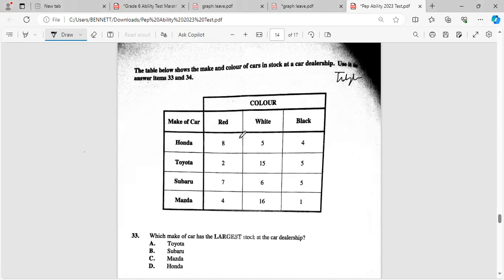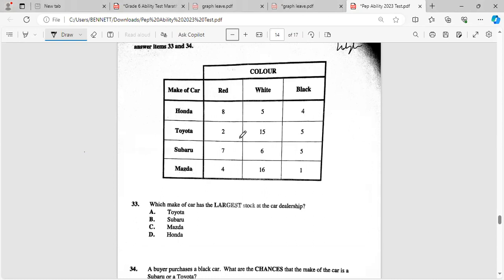Make of cars: Honda, Toyota, Subaru, Mazda. The colors are red, white, and black. So, sir, my answer is Toyota. The reason is that for the red, Honda has the most, but for the white, sir, I can't answer Mazda. No, sir, Toyota.